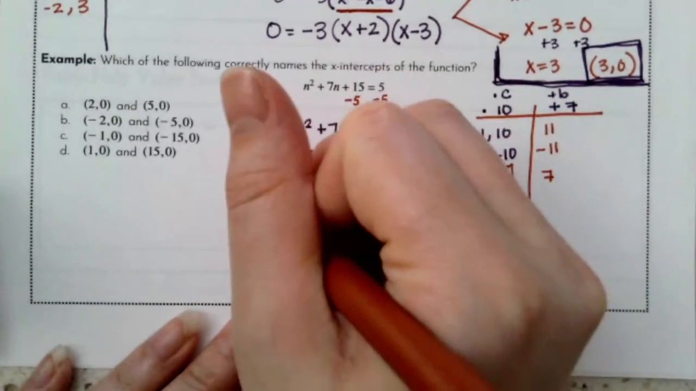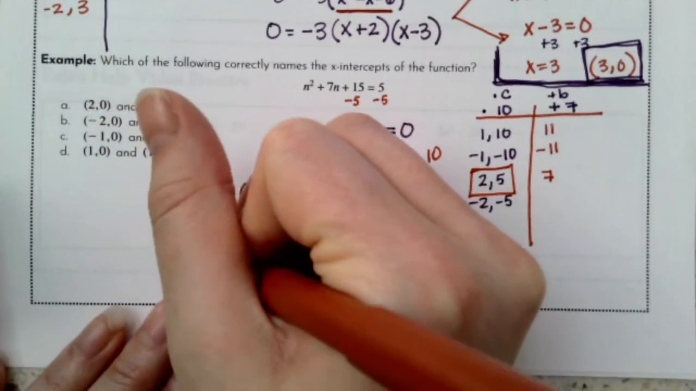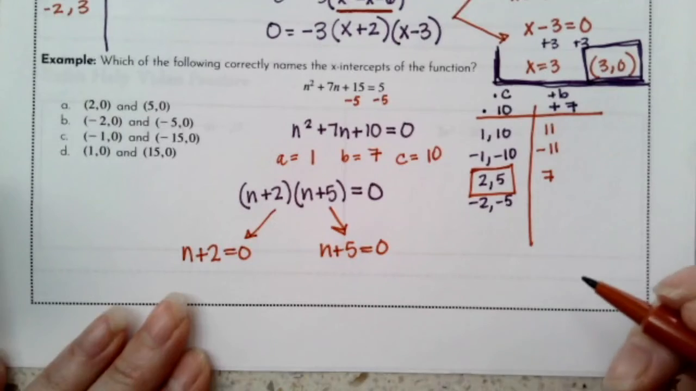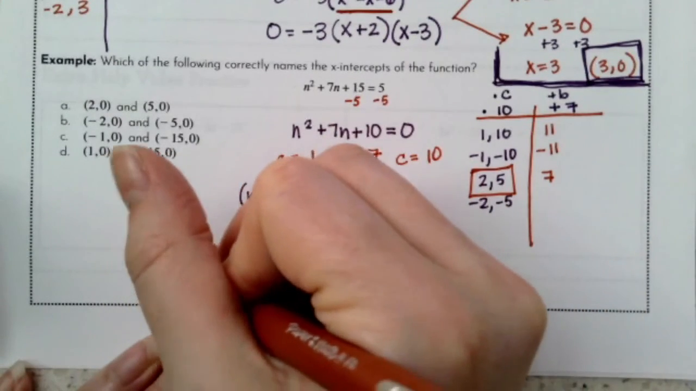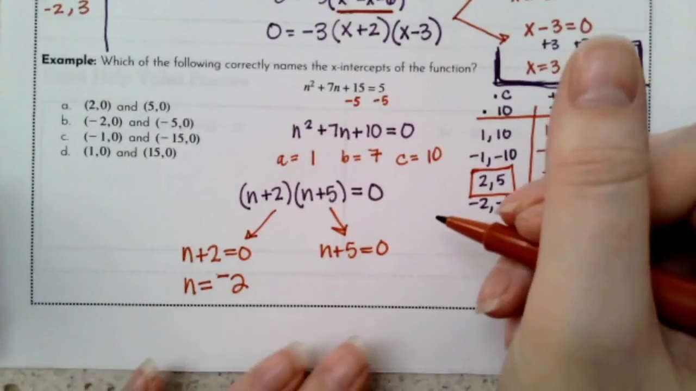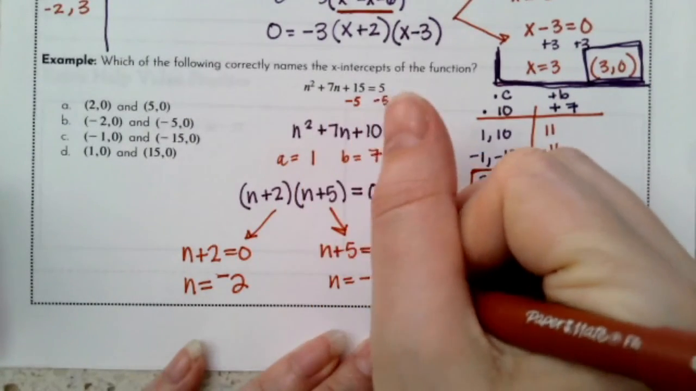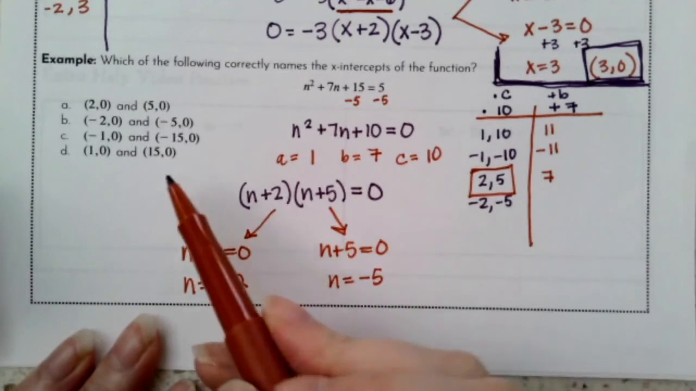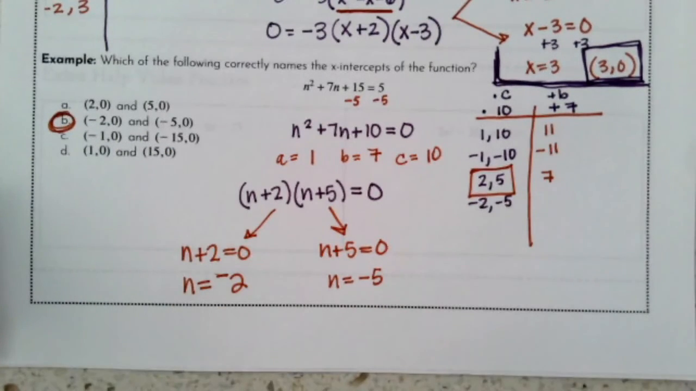Now I'm just going to split these into 2 parts and set them equal to 0. So n plus 2 equals 0, and n plus 5 equals 0. And then I subtract 2 from both sides to get n equals negative 2. Subtract 5 from both sides to get n equals negative 5. And these are my 2 solutions. So if I look up here, I can see that is answer option B.